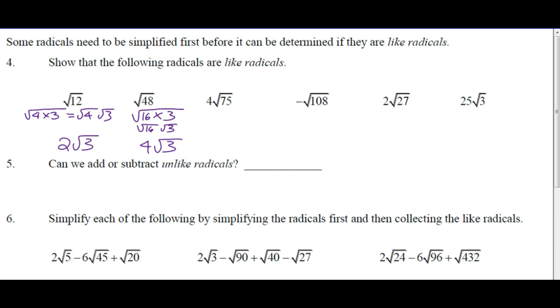Okay? Now, I'm going to pause this and let you practice. So we did all this yesterday. So now you need to make all the rest of them. They all should come up as root 3s. Right? Because it says, show that the following are like radicals.